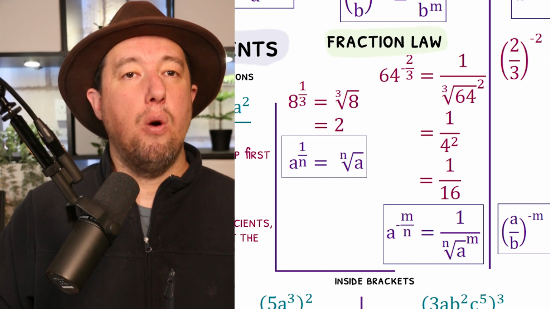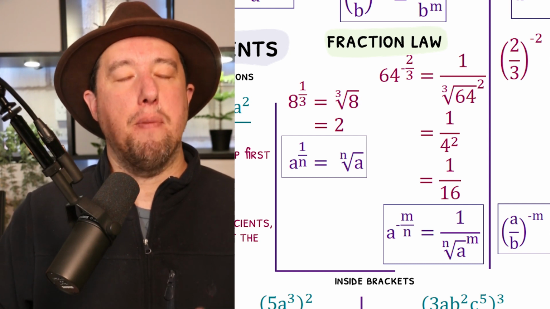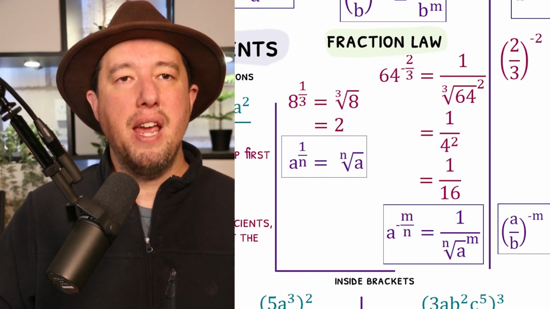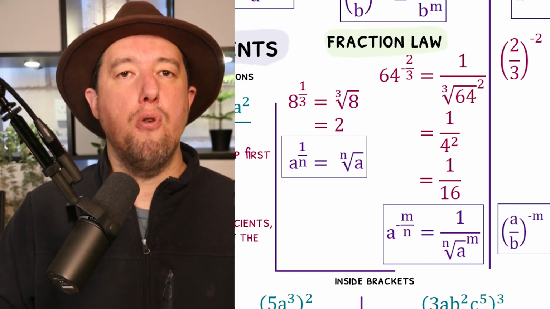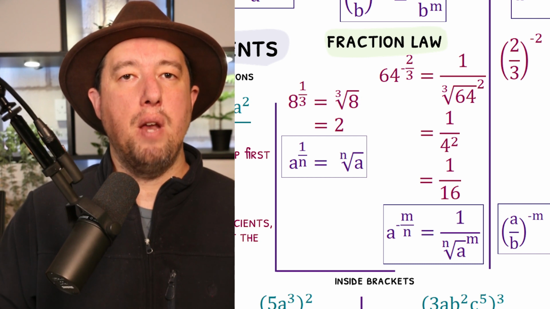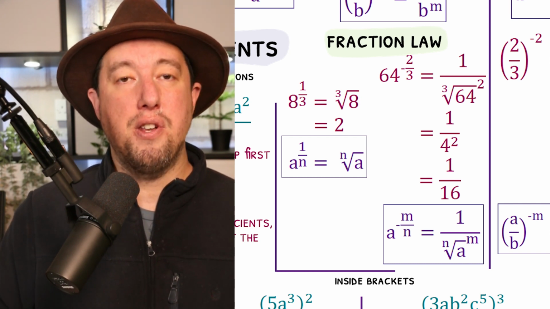We can mix this law with the others, and you can find 64 to the power of minus 2 over 3. The negative will mean that we'll have a fraction with 1 at the top. The 3 will mean we'll do the cube root of 64. Then the 2 will mean we'll also square it. This will give us the answer of 1 over 16.